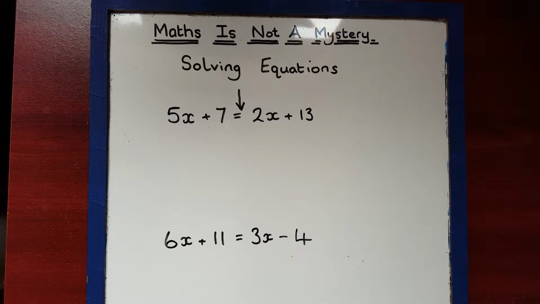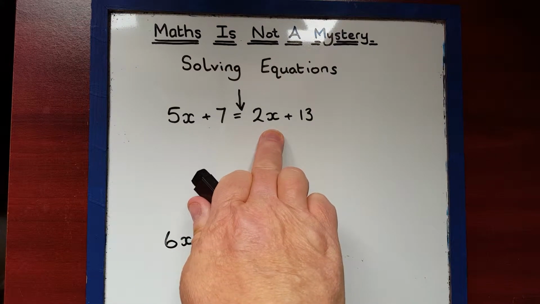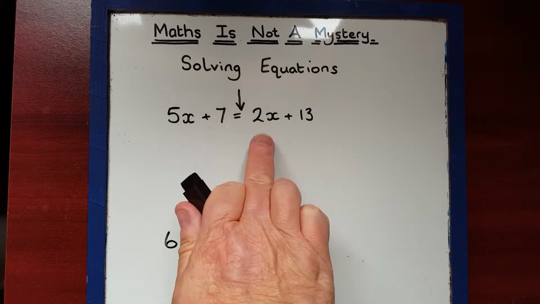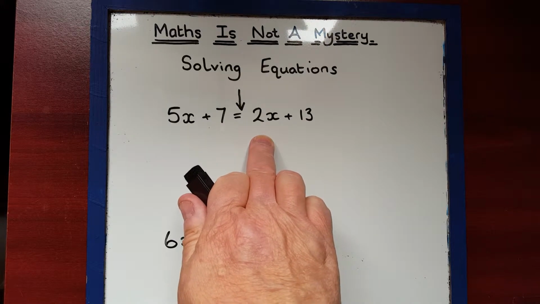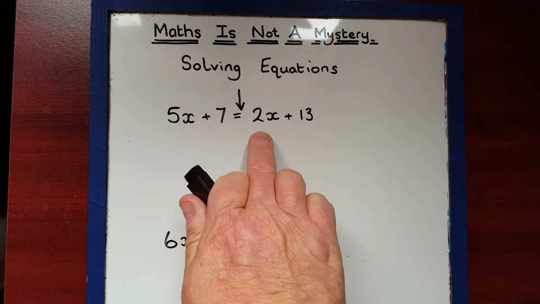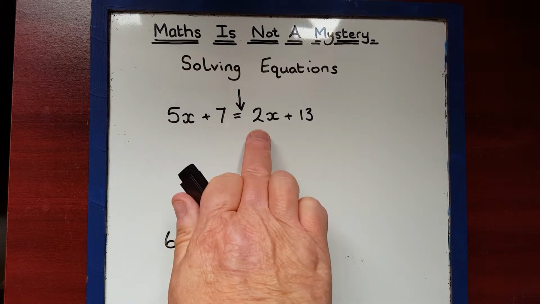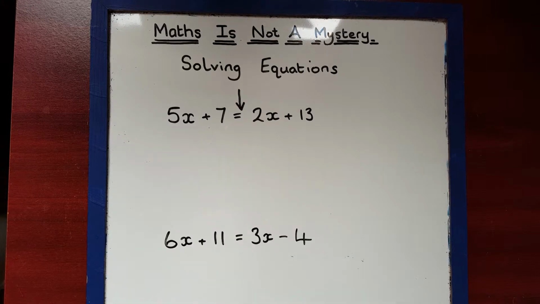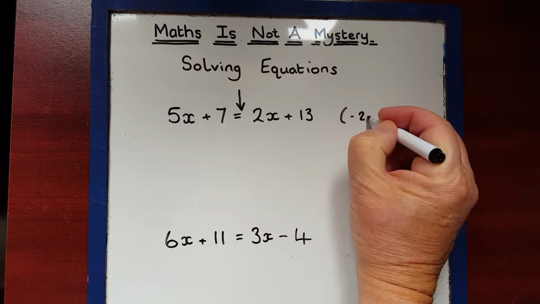Okay, so the first thing we're going to do is we've got a 5x here and we need to get this 2x to come over onto this side. Now remember what I said about crossing the line. When you cross the equation sign, it's got to be negative. So this is now minus 2x. So what we've got here is 5x minus 2x. Okay, and I'm just going to put in brackets over there, minus 2x.